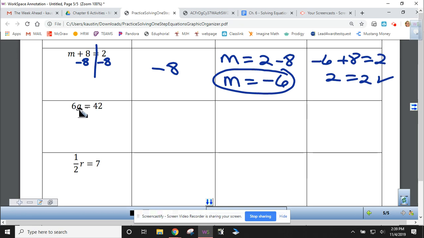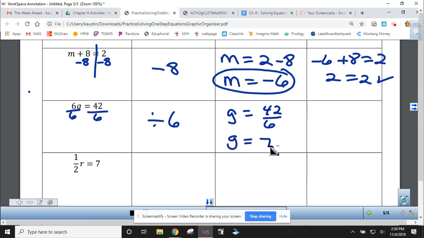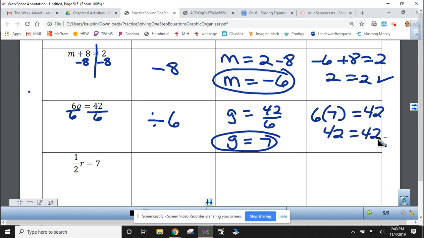All right, here we have 6 times some number. Remember, whenever you see parentheses or if they're just touching like this, it means they're multiplying. So the opposite of multiplying is to divide. So I'm going to divide each side by 6. So now my problem is g equals 42 divided by 6, which is 7. I substitute that back in, 6 times 7. And since that is true, 7 is the correct solution.